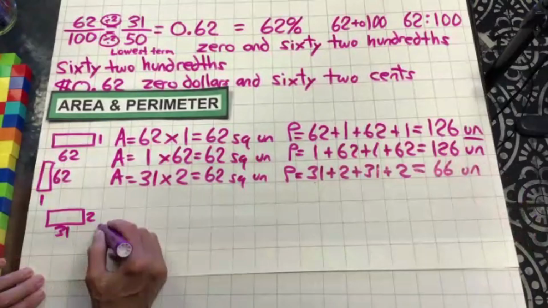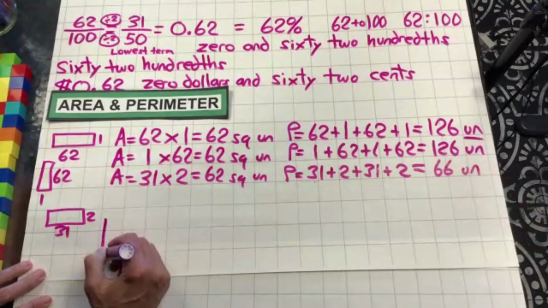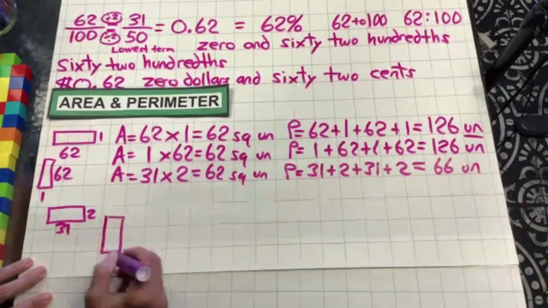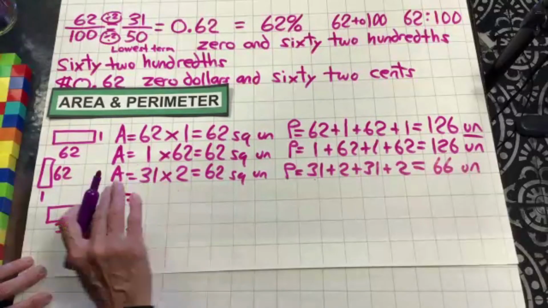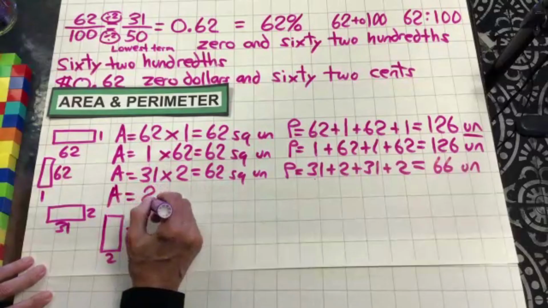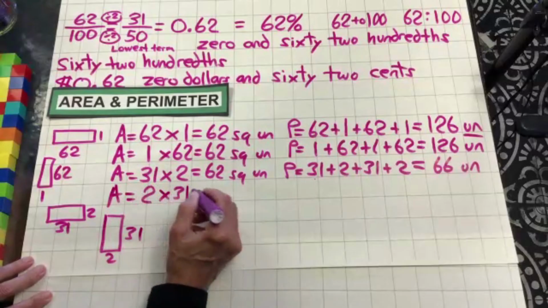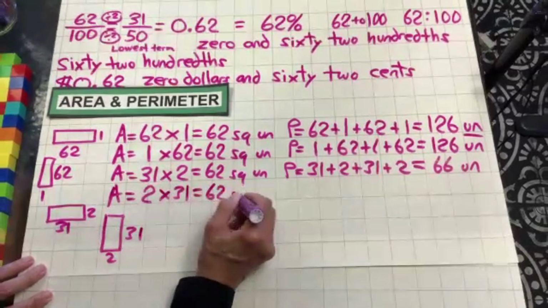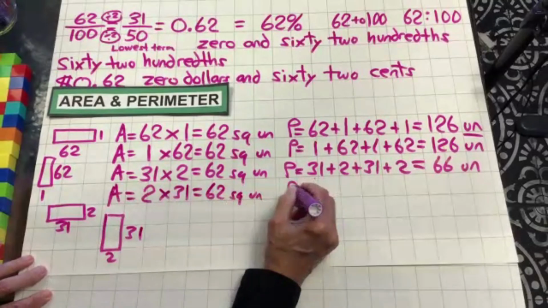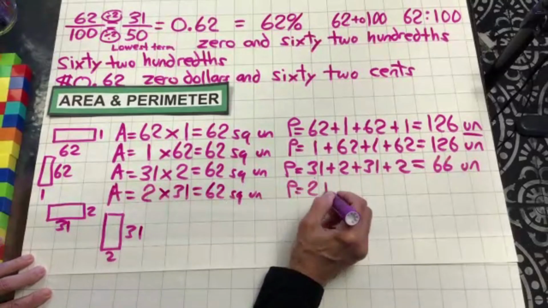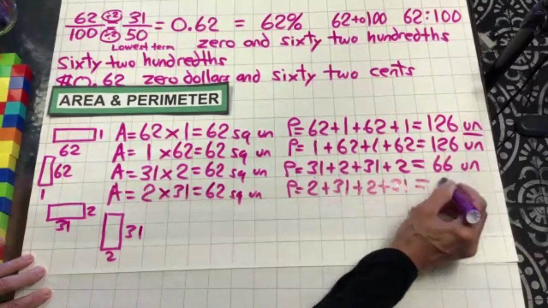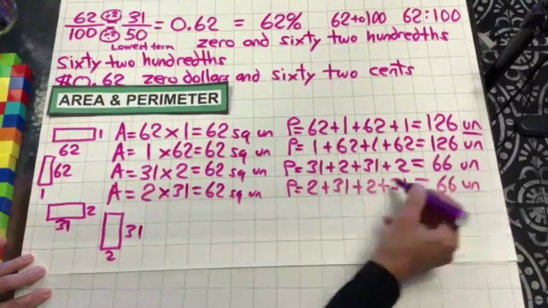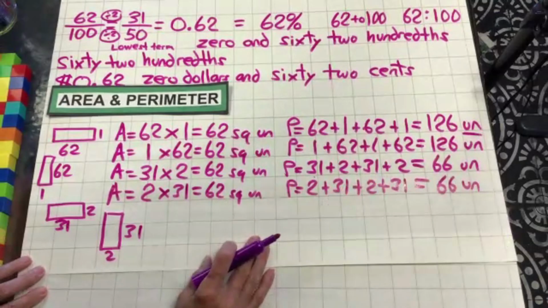All right, we're going to change this one up again, and we're just going to draw it this way, 2 by 31. So we change the perspective. So we're just flip-flopping. We got 2 width by 31 tall equals 62 square units. And the perimeter is a 2 plus 31 plus 2 plus 31 equals, and the same because it's the same numbers, just in a different order.